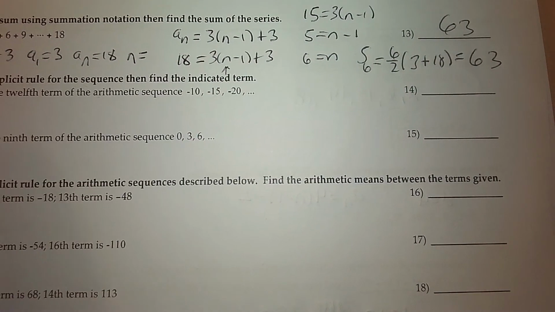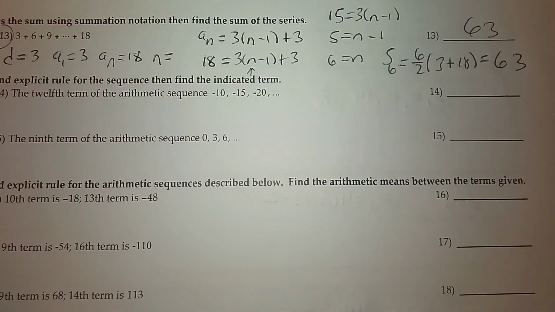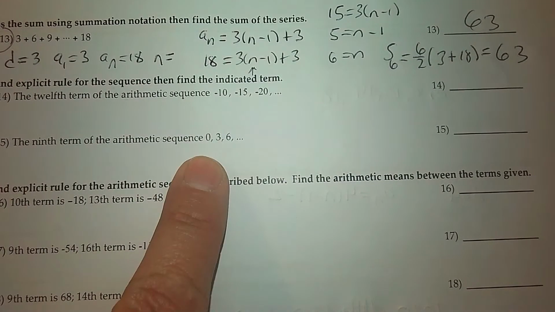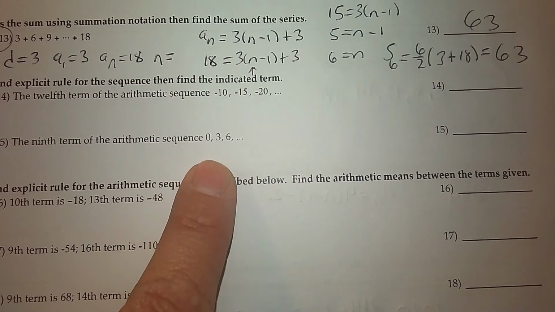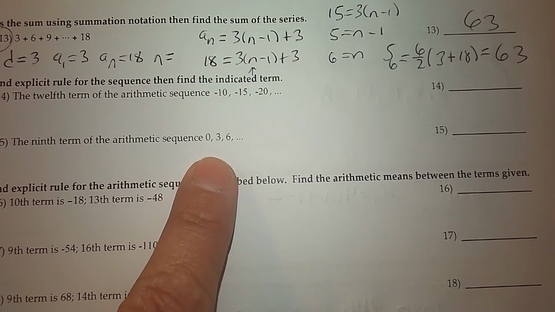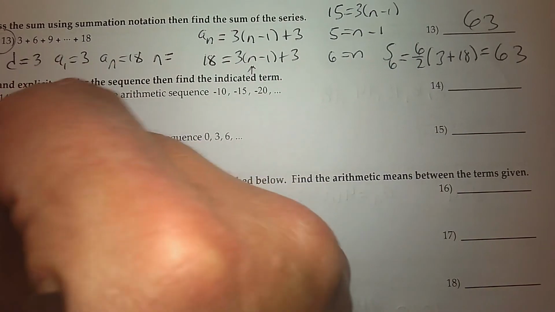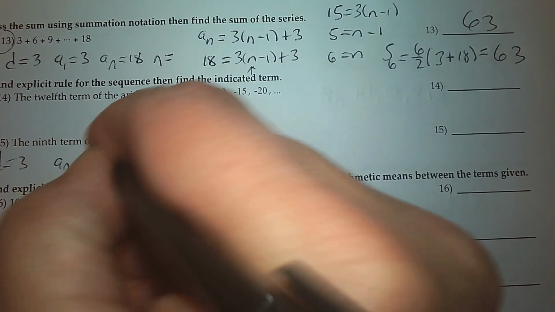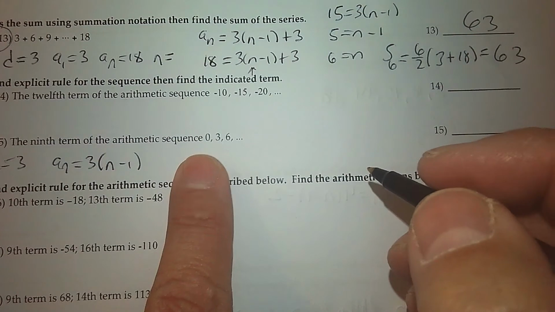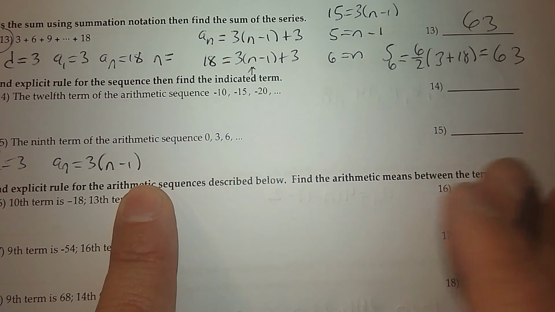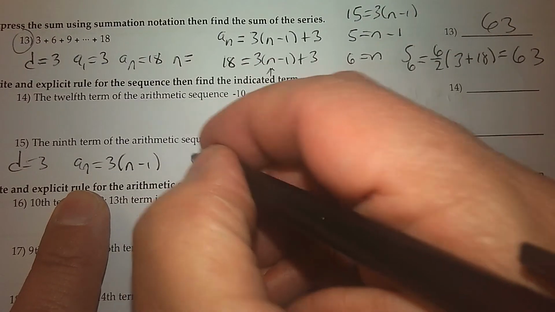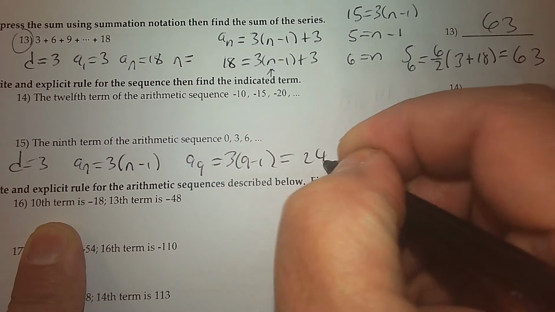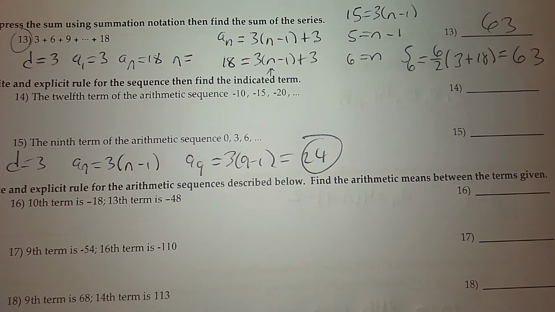All right, number 15. Can you find the 9th term of this sequence? So it's arithmetic, because there's a common difference of 3. The rule for this would simply be 3(n minus 1) plus 0. I don't need the plus 0 at the end. What term am I looking for? The 9th term, and then you have your answer. So the 9th term in this sequence is 24.